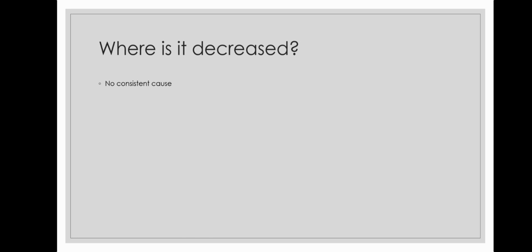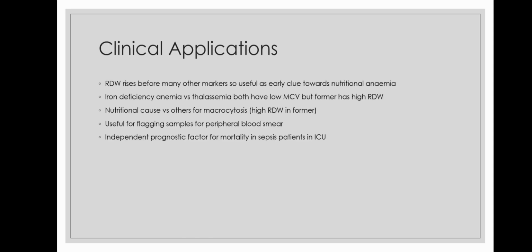So coming to alterations in RDW, first to start off, where is RDW decreased? It is important to note that there is no one consistent cause for decreased RDW, and therefore most of the times we take increased or normal RDW into account when making clinical decisions and not decreased RDW. RDW rises before many other markers in nutritional anemia. So, in a patient with anemia, this can provide a clue towards the etiology.